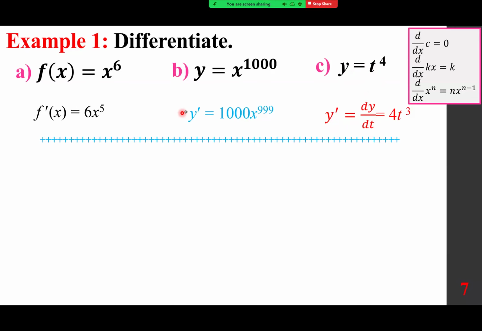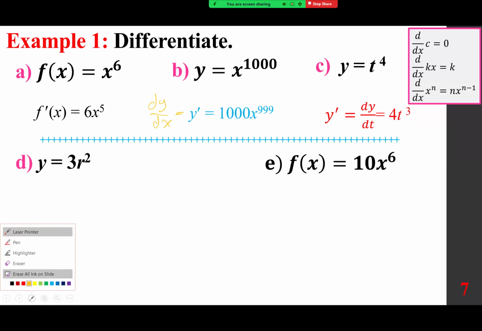So for example, here we would have written dy dx. So if we wanted to go with the Leibniz's notation, we could have written that. Now, these two. Let me start with the top one.